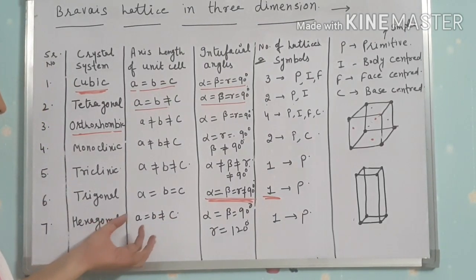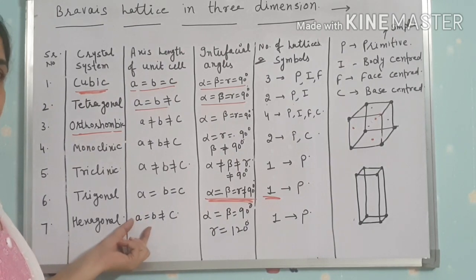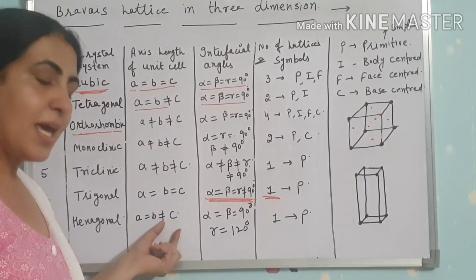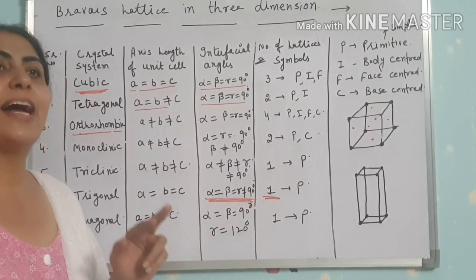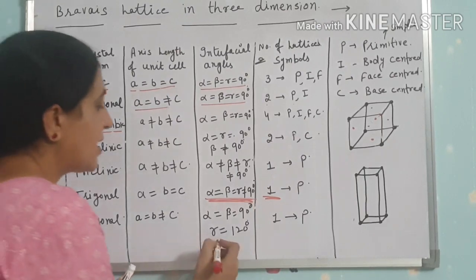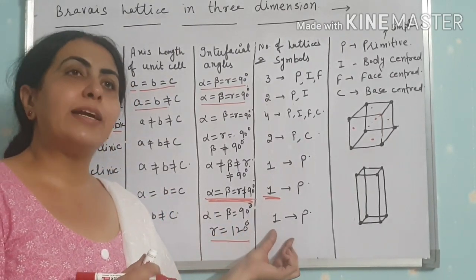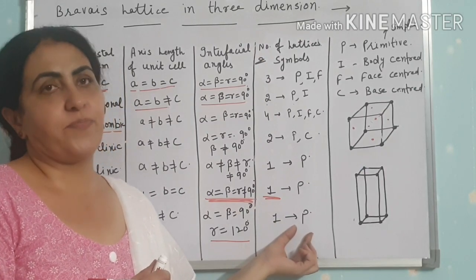So in hexagonal, A is equal to B is not equal to C. Two angles are 90 degree. The third angle is 120 degree, and this is also of only one type, that is primitive Bravais lattice.